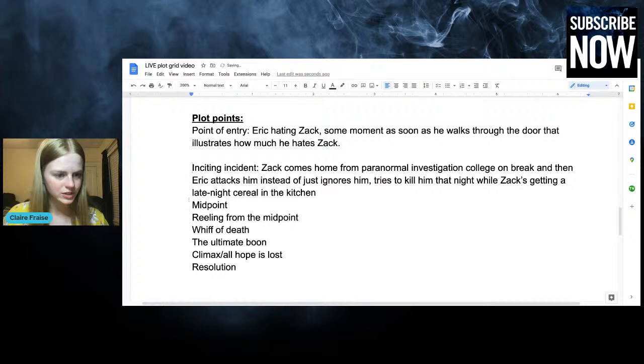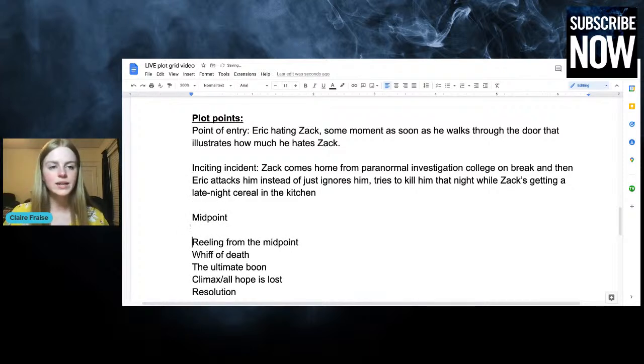Okay, so we have the point of entry, the inciting incident. The midpoint is the point during the story at which everything changes. Typically there has to be a genre shift in the midpoint.